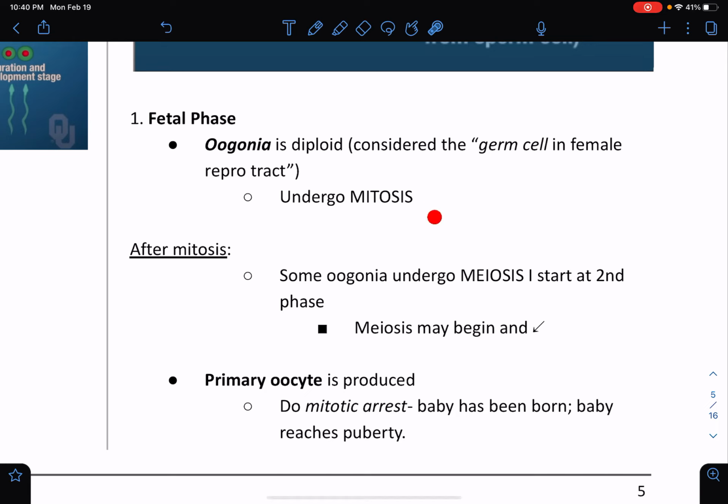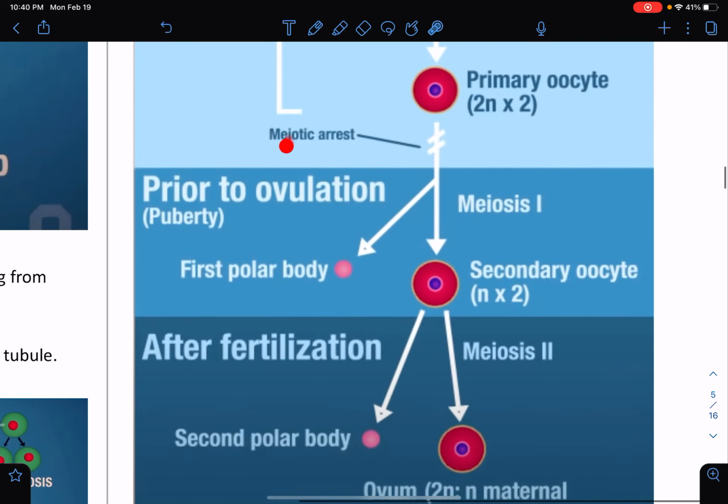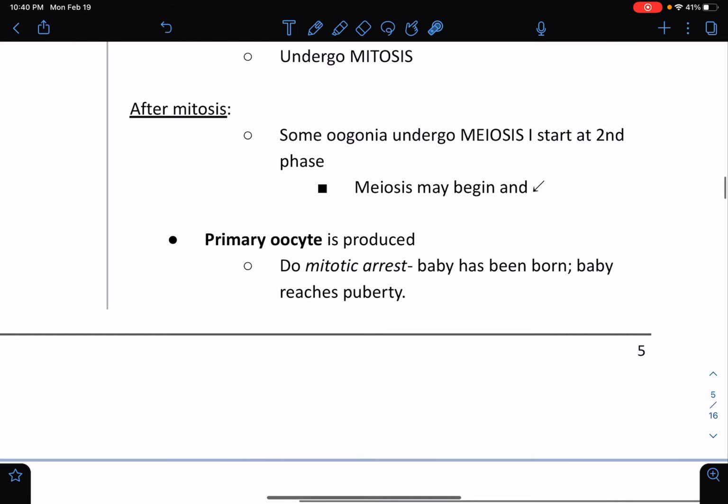And it undergoes mitosis. After mitosis, some oogonia undergo meiosis 1, and start at the second phase. Meiosis may begin and the primary oocyte is produced. So there's something called meiotic arrest. I don't know if the spelling is right. It says here meiotic arrest, but here it says mitotic. Anyways, the baby will have been born and it would reach puberty.